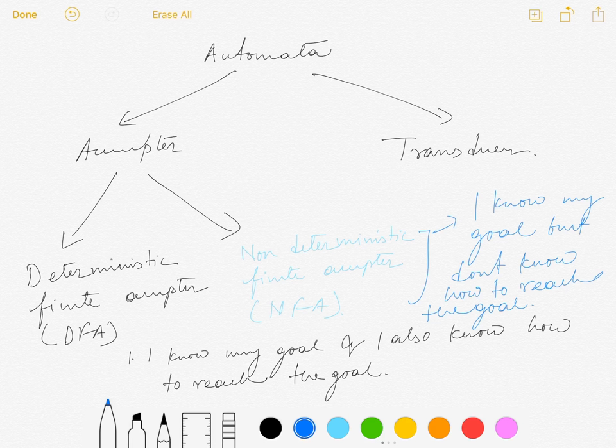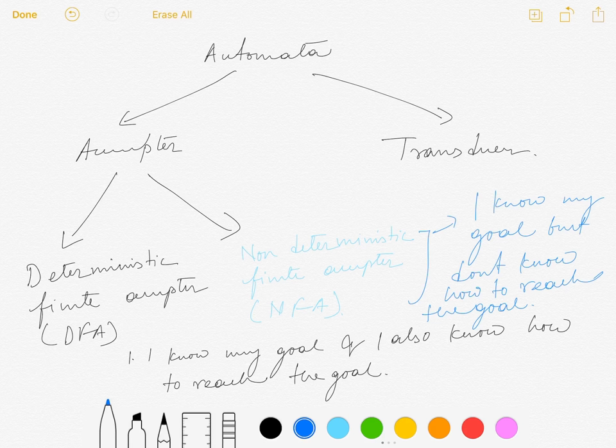So, for a particular problem, both DFA and NFA are possible. And another important aspect is that DFA and NFA are both equally powerful. In one the number of states is not specified, in the other the number of states is defined.